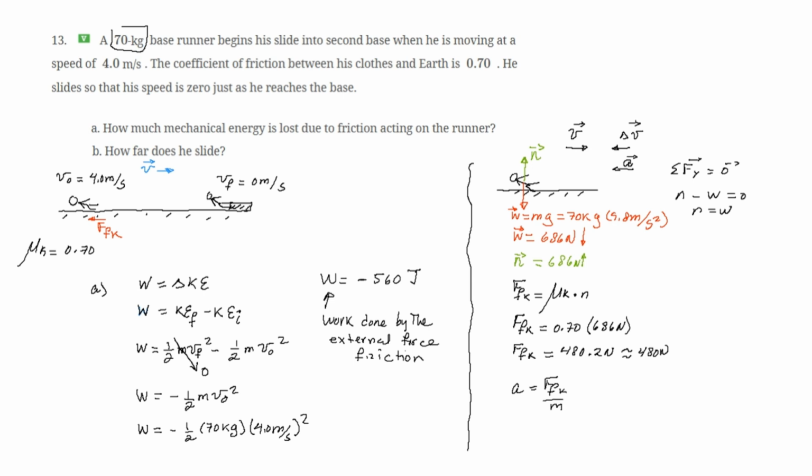So it's just 480 newtons divided by the mass of the person, that is 70 kilograms. So the acceleration would be approximately 6.86 meters per second squared. That would be the acceleration. And this acceleration is going to be negative because it's a deceleration.